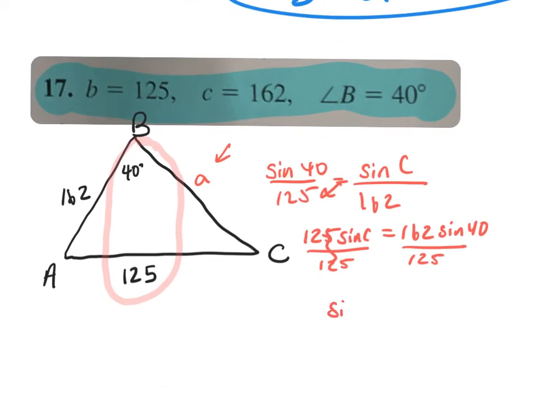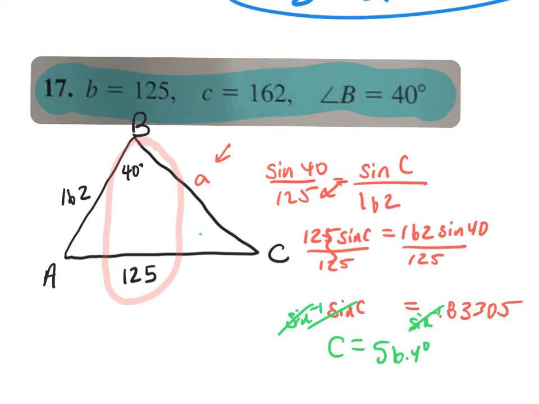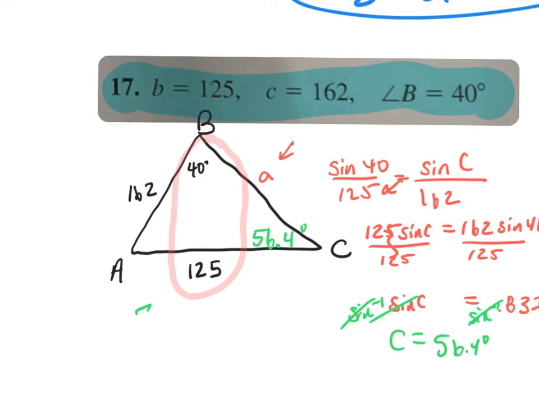So you have the sine of C is 162 times the sine of 40 divided by 125, which gives me 0.83305. I don't want the sine of C, I actually want the angle measure of C. So I'm going to take the arc sine of both sides. So angle C is, second sine, second answer, 56.4 degrees.